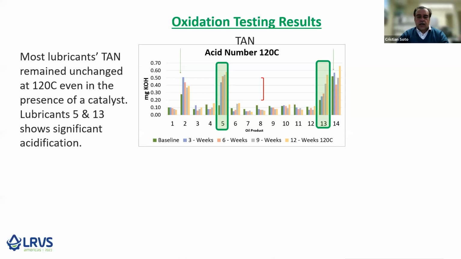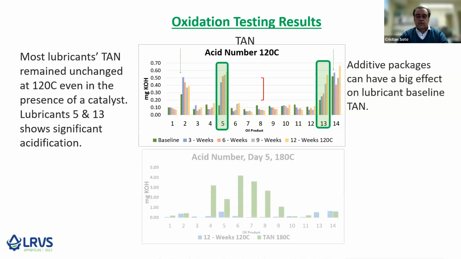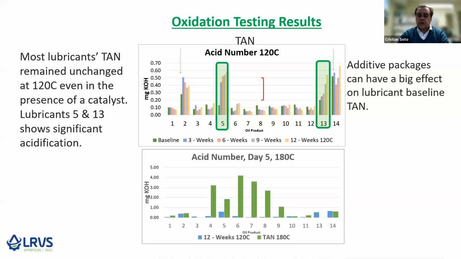It's important to note that lubricants, for example, 2 and 14, start out quite acidic and do not increase in acidification significantly enough to reach critical conditions. That is coming primarily from additive packages, and in some cases, some of them are quite acidic themselves from the starting point. So what happens when we increase the temperature to 180 degrees C to explore if one could further predict the behavior of oils by going at a higher temperature and perhaps accelerating the process?